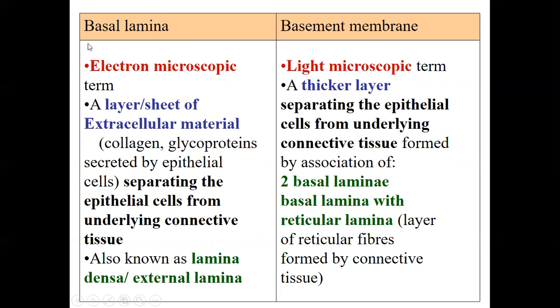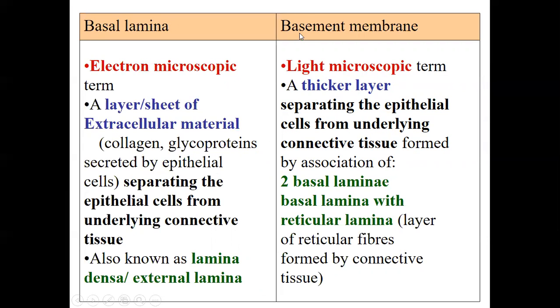The basal lamina consists of a layer or sheet of extracellular material. This extracellular material can be collagen and glycoprotein that are secreted by the epithelial cell itself. The function of this layer is separating the epithelial cell from the underlying connective tissue. The basement membrane is a thicker layer, which is why you can see it under the light microscope. This thicker layer separates the epithelial cell from the underlying connective tissue.